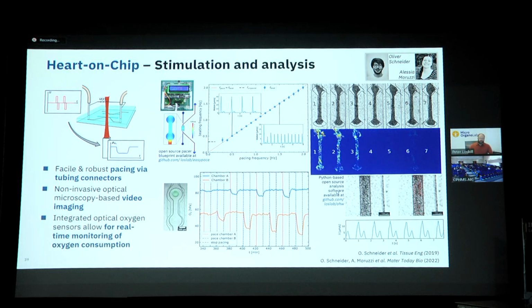We can also add oxygen sensors. So we add into the knob an optical oxygen sensor. And this allows us now to look at the oxygen consumption in real time. And here you can, for example, see 2 chambers that are paced at different rates. So you can see you have a baseline oxygen consumption, and the more you pace them, the faster they beat, the more oxygen they will consume. So this gives us now a nice toolbox of different readouts that are all non-invasive that can be used, for example, to test the effect of drugs or to look at cardiac toxicity.